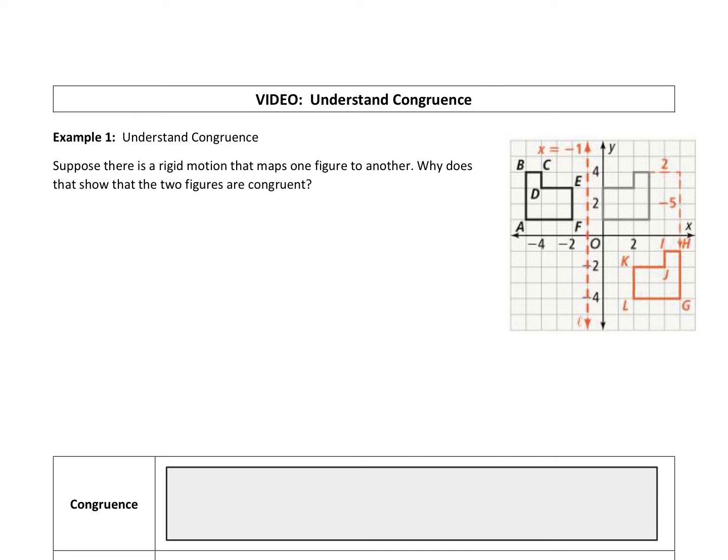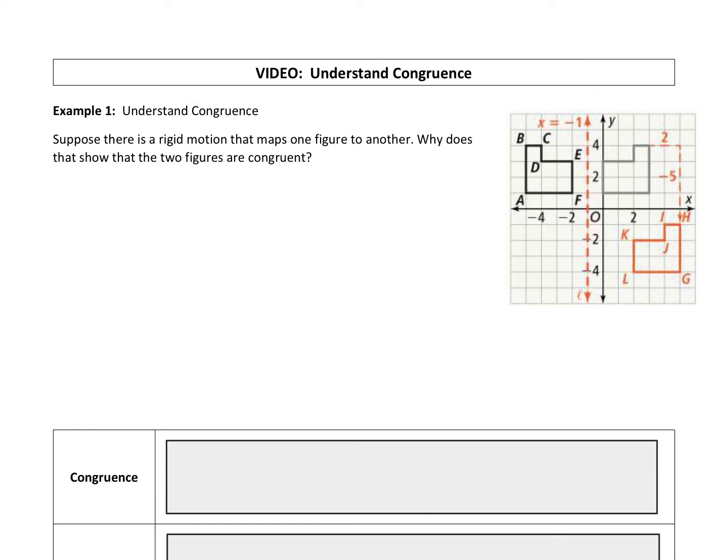Okay, we are going to understand congruence in this first example video. Suppose there's a rigid motion that maps one figure to another. Why does that show that the two figures are congruent? So in our little picture over here, we have our pre-image, figure A, B, C, D, E, F. So this figure underwent two transformations.